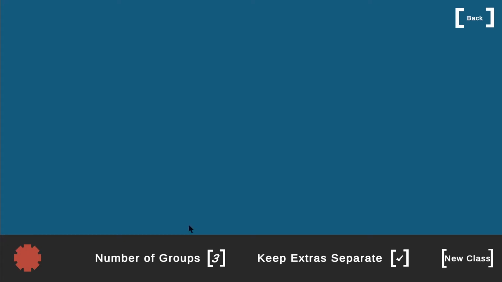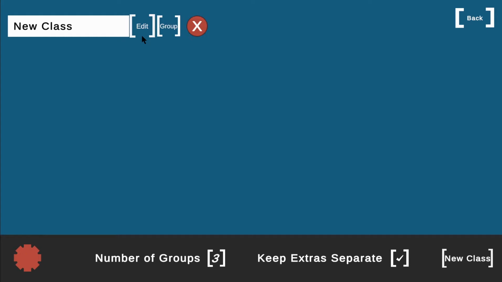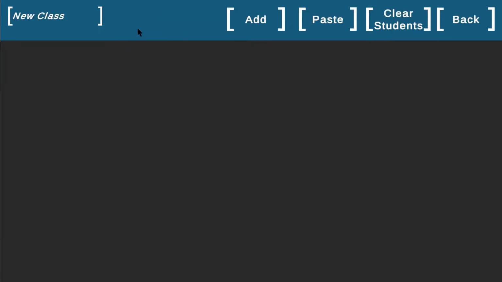Go over to classes. You're going to get a blank screen because you don't have any classes. If you want to make a new class, you click the new class button. It's going to give you a new blank class. And I'm going to go click edit. You can change the name up here. My class. Oops. And now you need to add students.